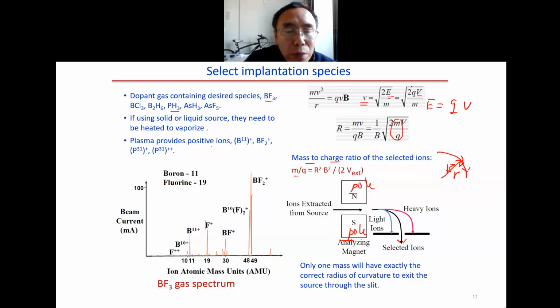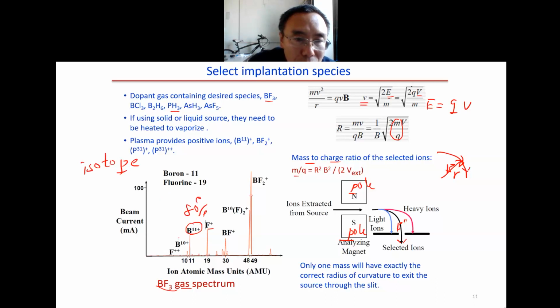So plasma provides positive ions. We can have different ions. For this case, we have the BF3 gas spectrum. We have boron, fluorine, many different types. So what we need is the boron. In this case, we need boron 11, so only the boron 11 can come out. For boron we have 2 isotopes: boron 11 is about 80%, and boron 10 has about 20%. So this is how to select the species.